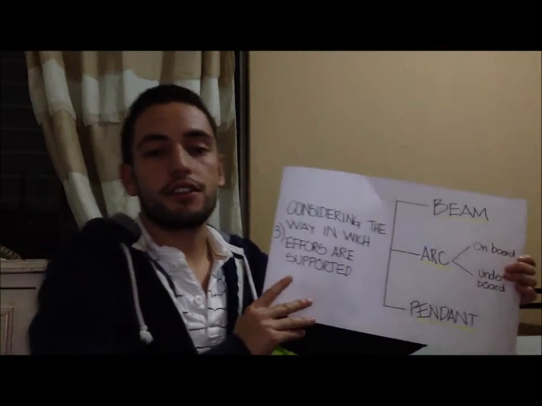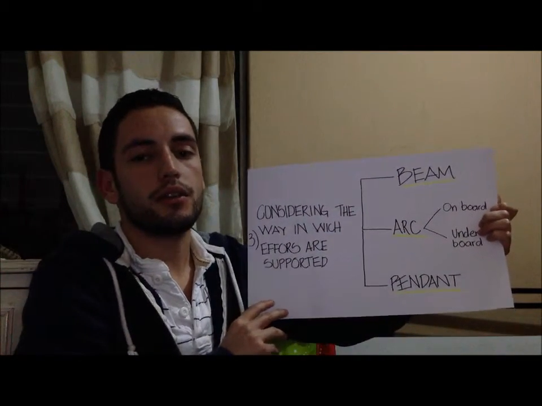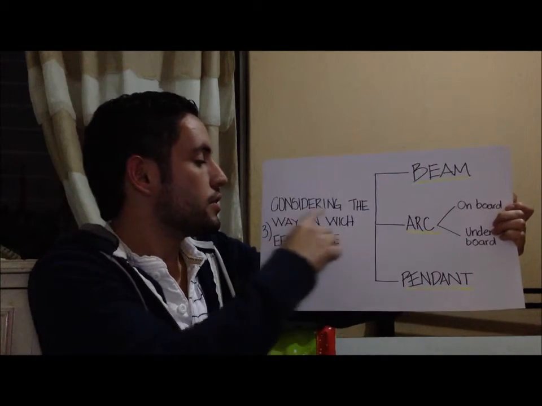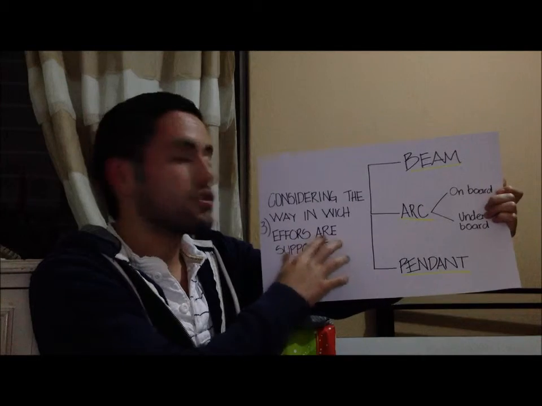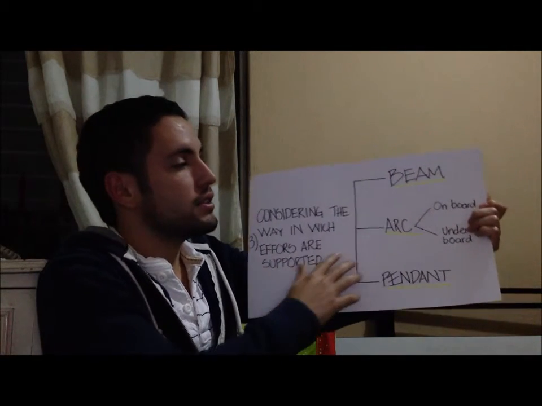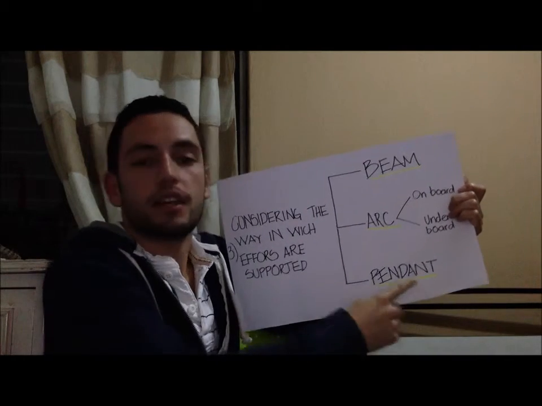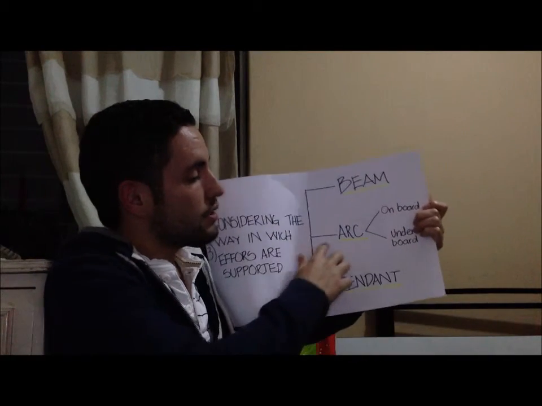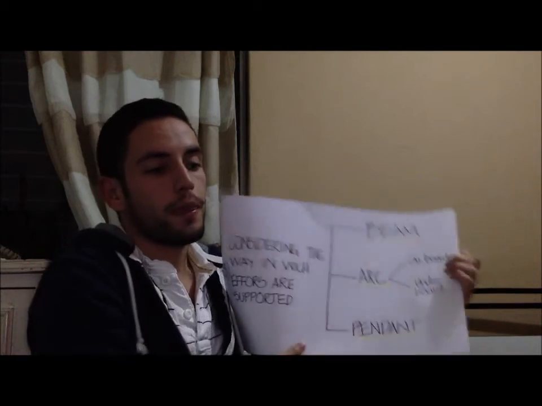And finally, the third point that we need to consider is the way in which efforts are supported, and these subdivide into beam, arch, and pendant bridges, and arch subdivides into deck and underdeck.